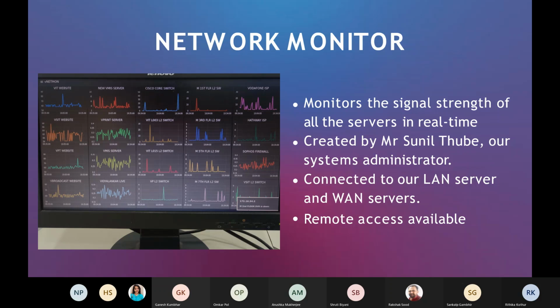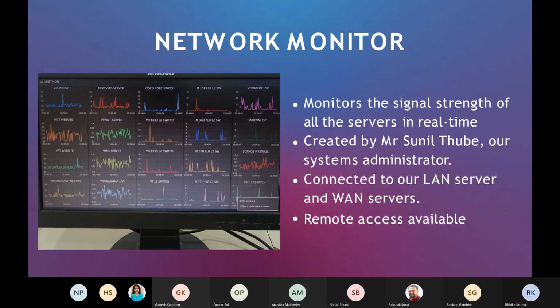Network monitor. The overall network of the college is monitored from here. It monitors the signal strength of all the servers. If there is any discrepancy, then it can be solved from anywhere, given we have access to the network. In this monitor, the network consists of all the Vidyalankar cloud hosted servers.